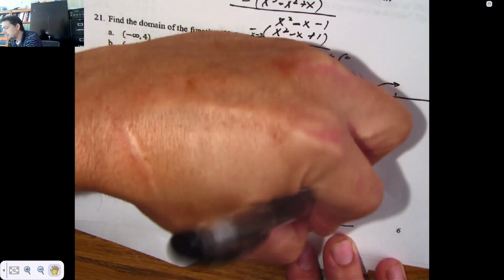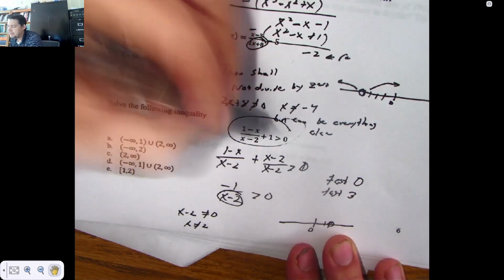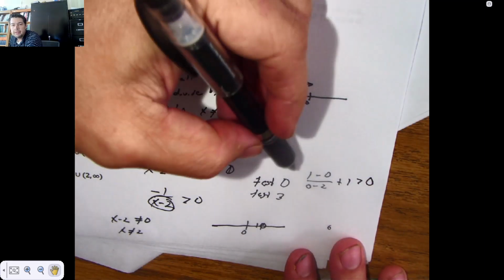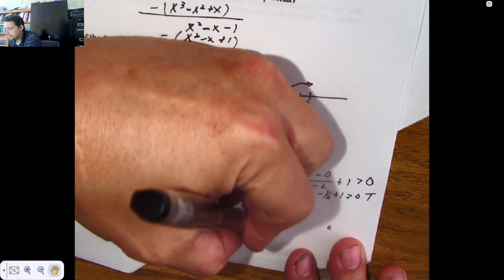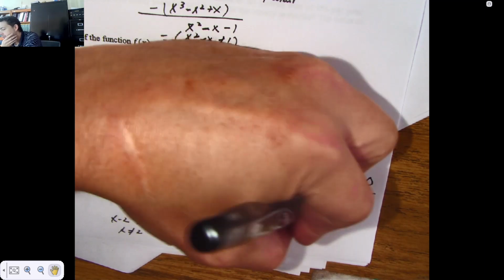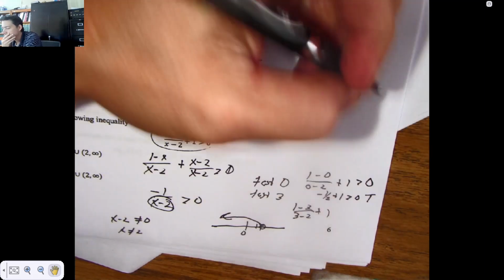So I'm going to test a 0 and I'm going to test maybe a 3. And I'm going to go back to the original function. If I test a 0, I'd have (1 minus 0) over (0 minus 2), plus 1, hopefully bigger than 0. And 1 minus 0 is 1. This is negative 1/2 plus a 1 bigger than 0. And that is true. So everything to the left of that vertical asymptote is going to be accepted as being bigger than 0.